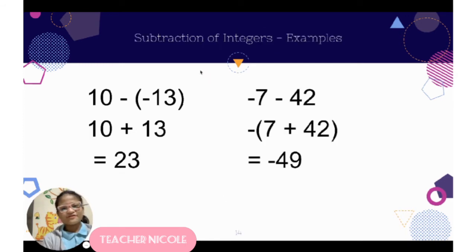Now, these are examples of the subtraction of integers. 10 minus negative 13. Negatives cancel each other out, therefore, it means 10 plus 13, which is just 23. Negative 7 minus 42, since they both have the same sign, we add them, and since they are both the same sign, then we just copy that sign, which is negative 7 minus 42 equals negative 49.